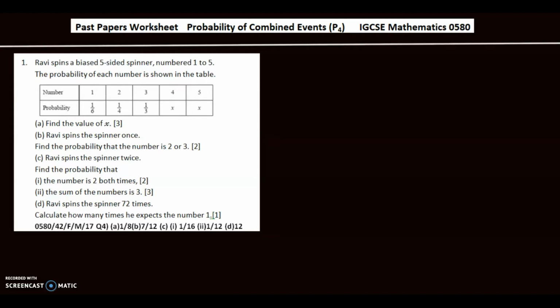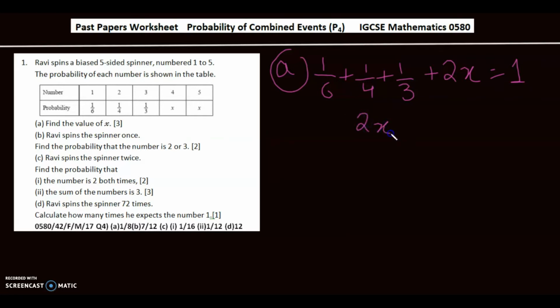So we know that the sum of all probabilities equals 1. So we'll add all of these values equated to 1, and we should get our answer: 1 upon 6 plus 1 upon 4 plus 1 upon 3 plus 2x equals 1. Solve this in your calculator. I'm going to do 1 minus fraction 1 upon 6 minus fraction 1 upon 4 minus fraction 1 upon 3, which is giving me 2x equals 1 upon 4, which gives me x equals 1 upon 8.